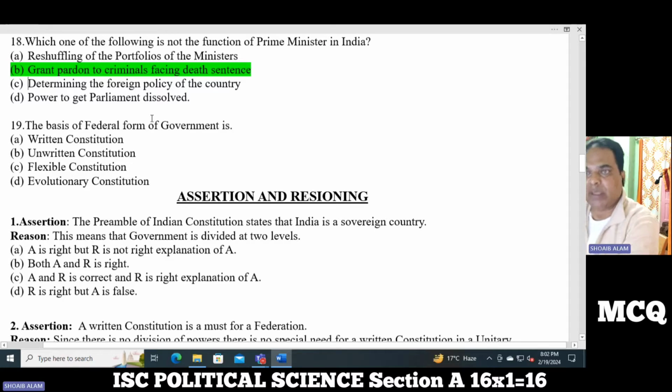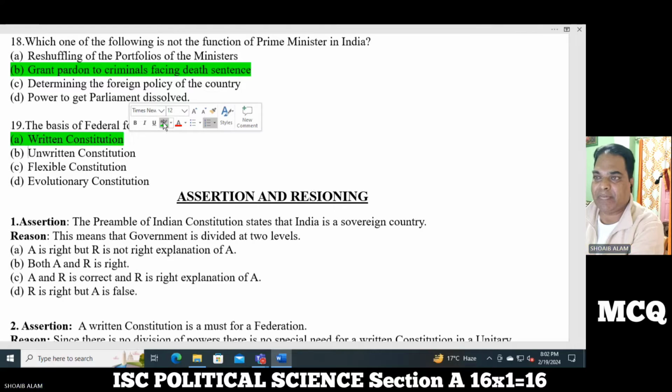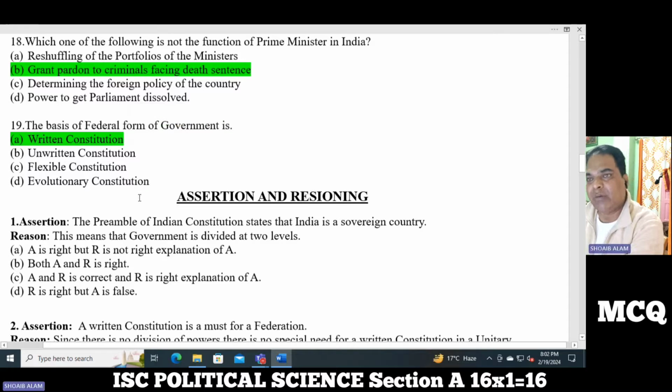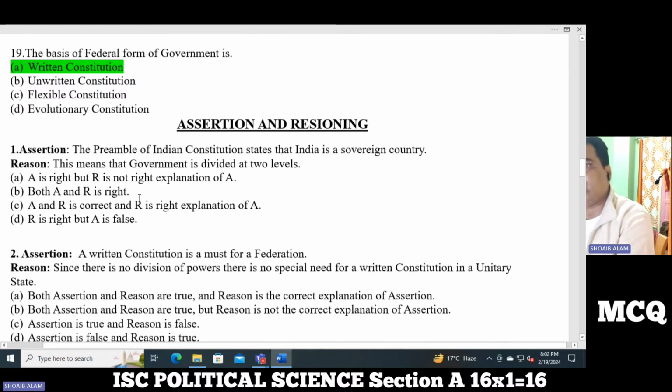Determining the foreign policy can be done. Power to get parliament resolved, that also can be done. The basis of federal form of government is dual form of government. So definitely written constitution is must. Okay. Now these 18 questions we can practice for MCQ. So all 18 will not come. Out of these, only 2 or 3 can be asked in your exam.